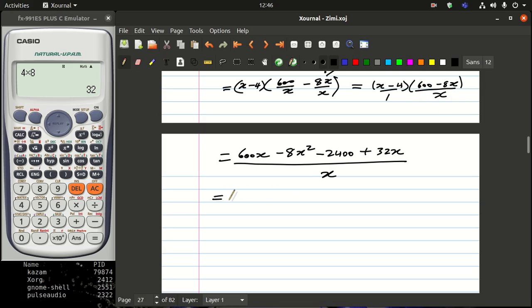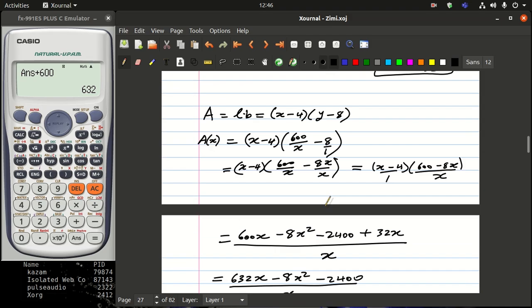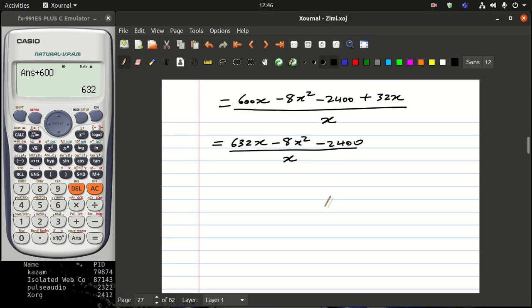And then we simplify this one and that one, 32 because positive, and then plus 600, so I will have 632x. That's what we are having. And then I have minus 8x squared minus 2400 all over 1x. So that is the first thing that we are actually getting here.